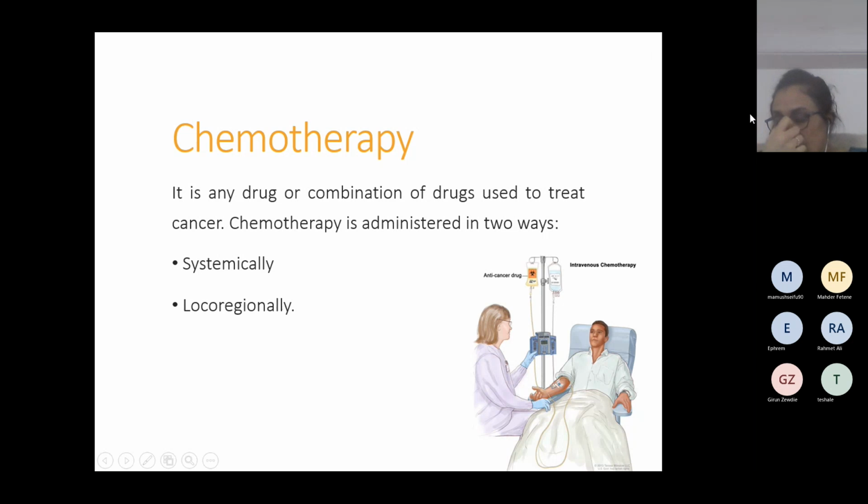So basically, what we are interested in learning about is chemotherapy and the chemotherapeutic drugs, because all our drugs fall in that category, right? So what is chemotherapy? It is any drug or combination of drugs used to treat cancer. If you give one single drug to treat cancer or you give a combination of drugs, that is called chemotherapy. Chemotherapy generally is given in two ways. One is systemically and one is loco-regionally.